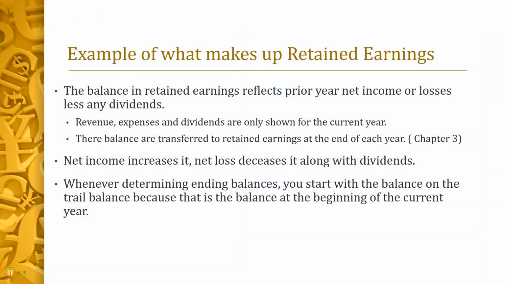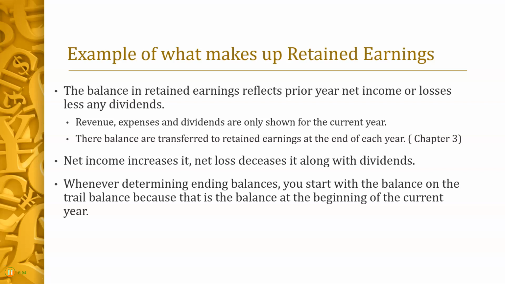Now let's explain what makes up retained earnings. The balance in retained earnings reflects prior year net income or losses less any dividends. Revenue, expense, and dividends are only shown for the current year. Their balances are transferred to the retained earnings at the end of the year. We covered that in Chapter 3. Net income increases it, net loss decreases it, along with dividends. So, for retained earnings, we always start with that beginning balance. We then add net income or subtract net loss, subtract dividends, and that's how we get our ending balance.